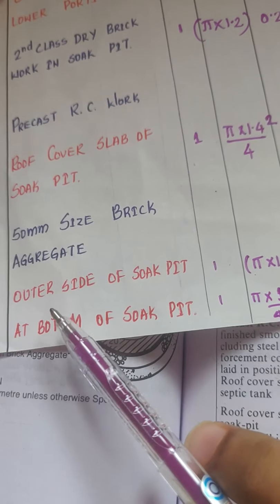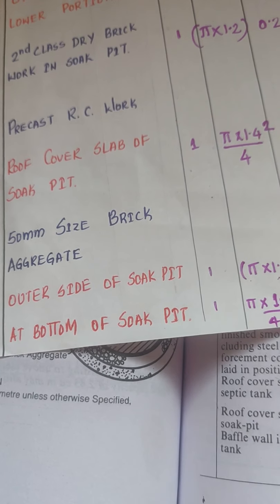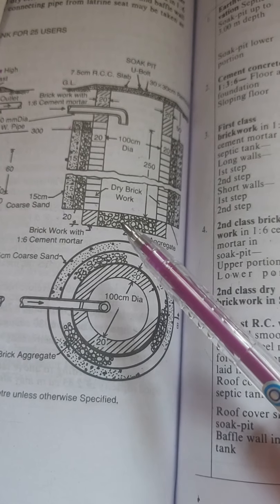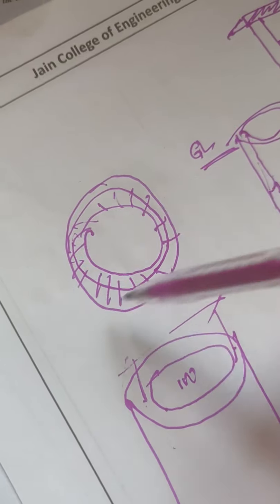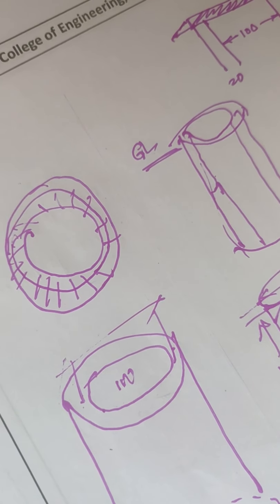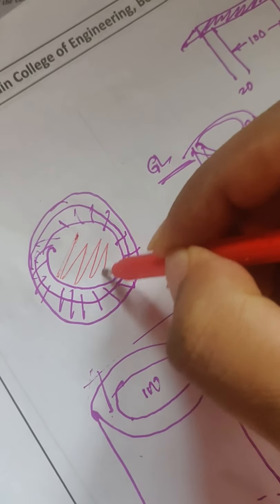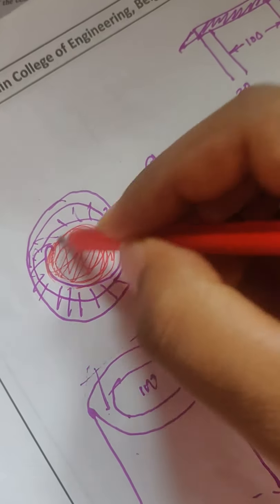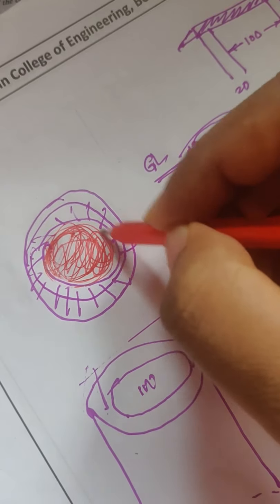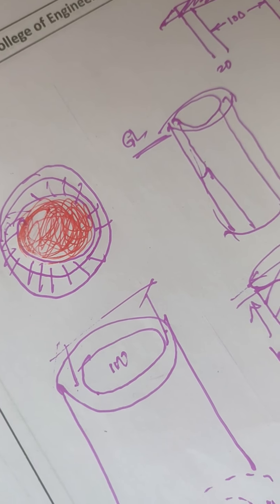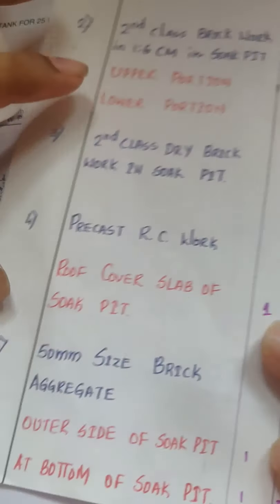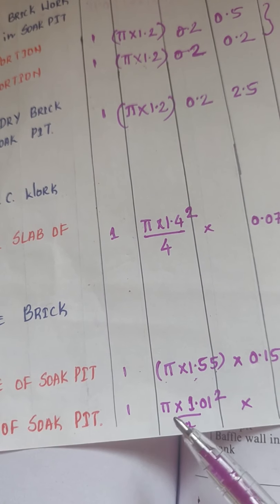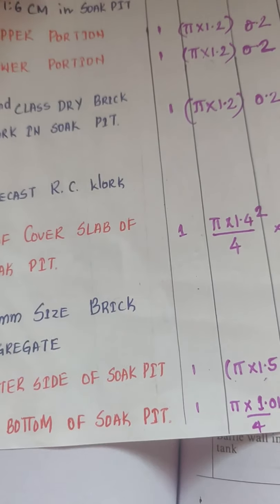Similarly, the same brick aggregates are provided at the bottom of the soak pit. The bottom of the soak pit means where? It is provided here. Now bottom of the soak pit means, if you see it from the top, it is occupying this area, complete area, right? So whatever the red portion you see, it is occupying that complete area. Now that complete area, how will you find out? For that, you have to take area into depth. You have to calculate the area into depth.